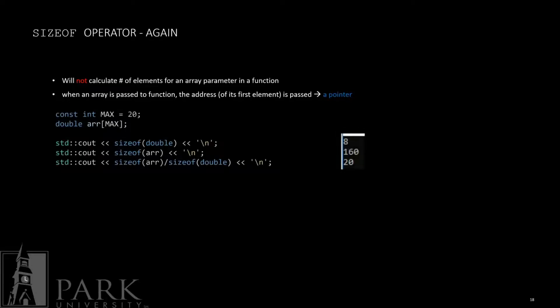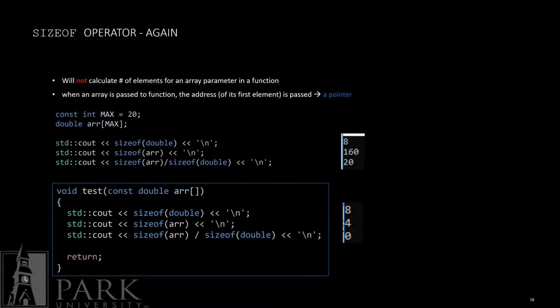Of course, this concept applies to the sizeof operator as well. Since an array is passed as a memory location, the sizeof operator won't work with an array parameter in a function. And here you can see our original size of test, or R in this case. And inside the function, the size of that array is 4, which is the size of the pointer.